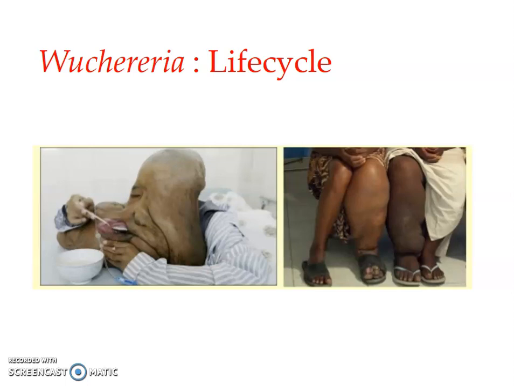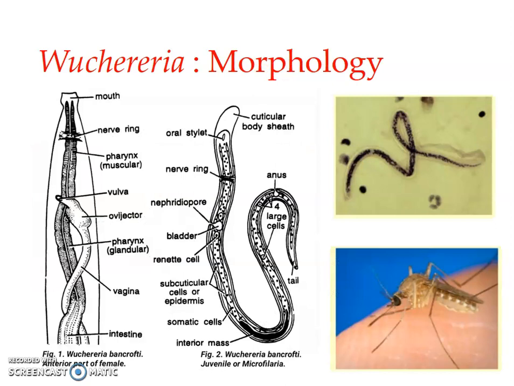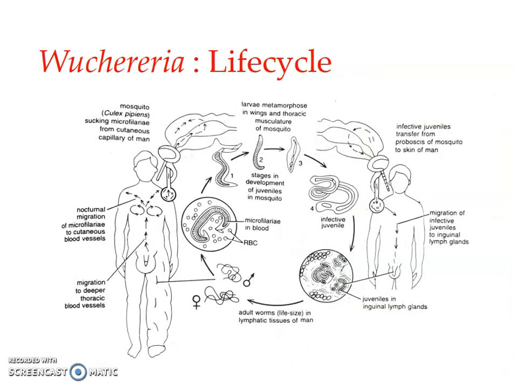Okay, so this is about the Wuchereria, and we have seen the morphological features of the adult and microfilarial worm or the juvenile stage, and how it gets transmitted from one host to another, and the life cycle of the Wuchereria, which occurs in the human body as well as what happens in the mosquitoes.